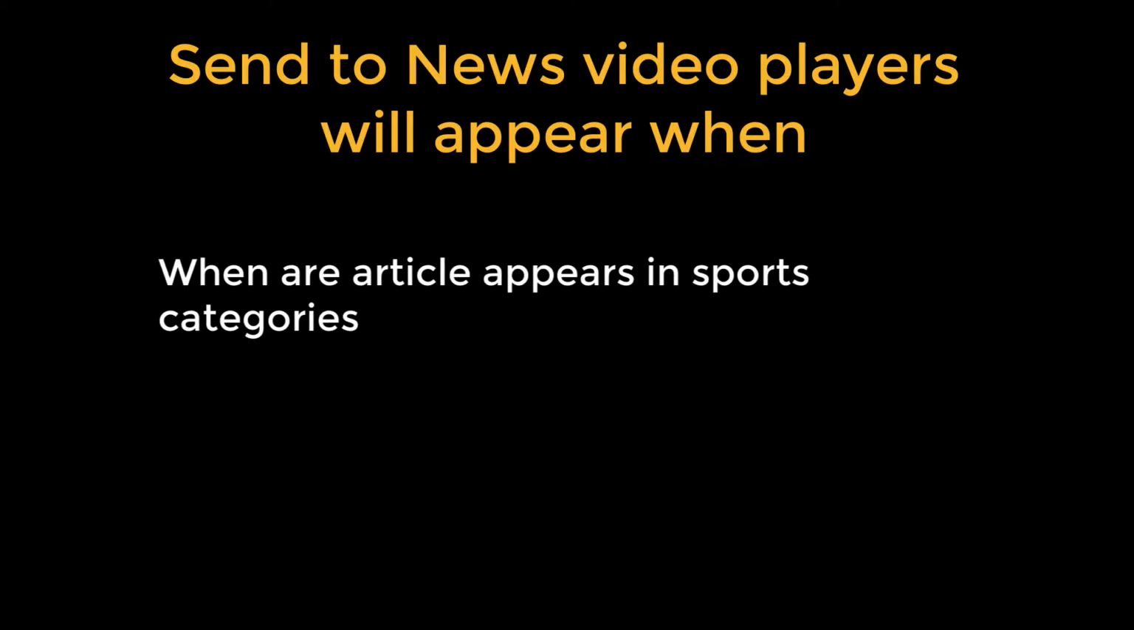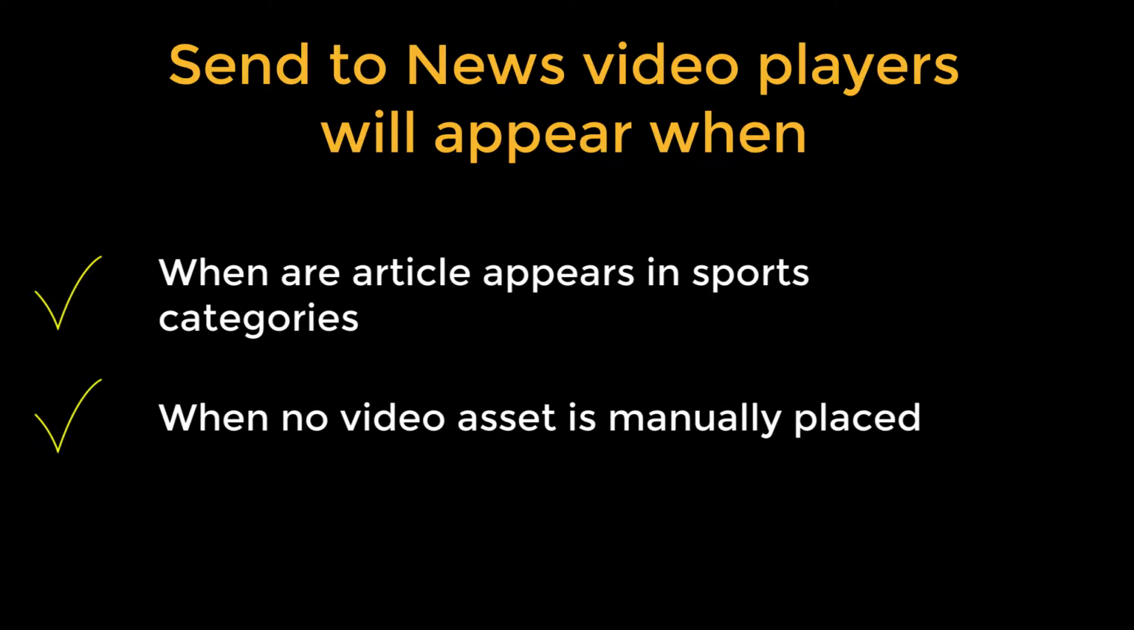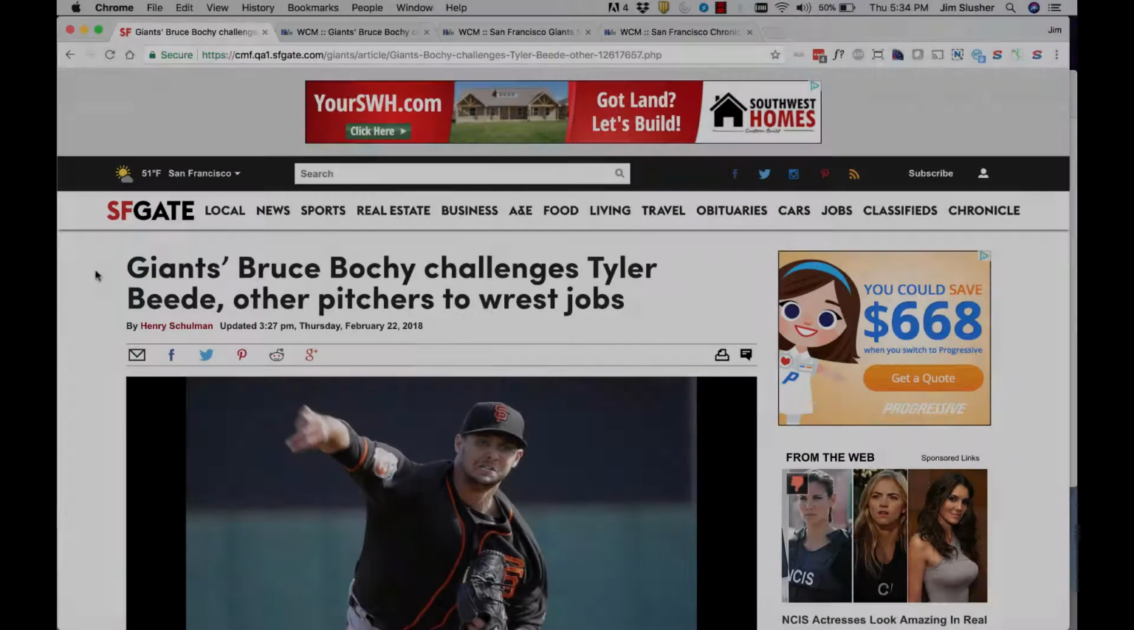There are certain criteria that have to be met in order for these videos to show up. These video playlists will be targeted towards sports categories. Also, if you've manually placed a video in the article already, these videos won't show up. Now I'll show you how to enable and disable these auto placements at the site level.